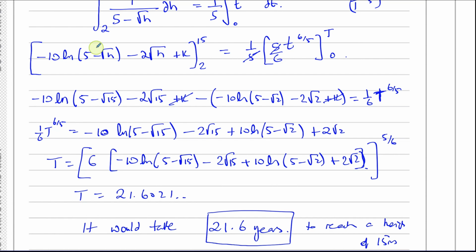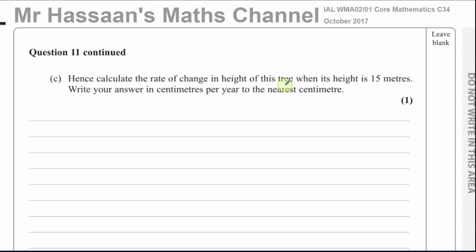Okay, and now for part C. Hence, calculate the rate of change in height of this tree when its height is 15 meters. Write your answer in centimeters to the nearest centimeter.